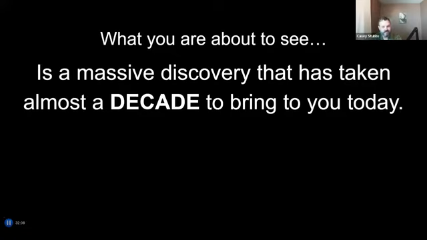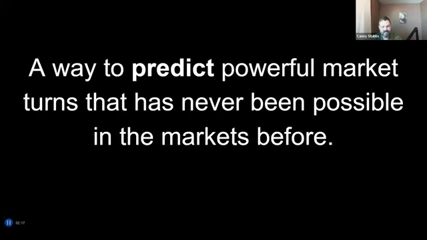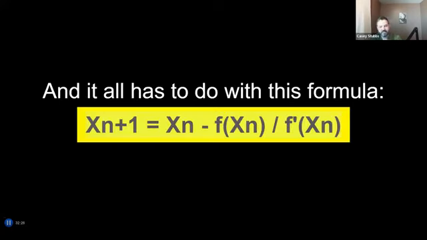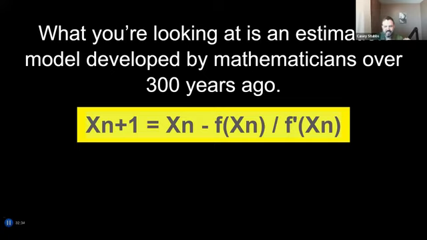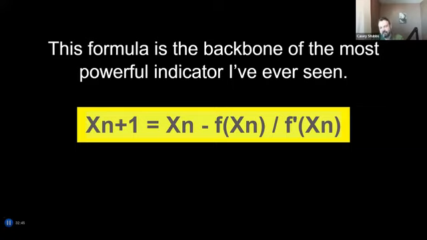What you're about to see is a massive discovery that has taken almost a decade to bring to you today. A way to predict powerful market turns that has never been possible in the markets before. And it all has to do with this formula. What you're looking at is an estimation model developed by mathematicians over 300 years ago. This formula is the backbone of the most powerful indicator I've ever seen.